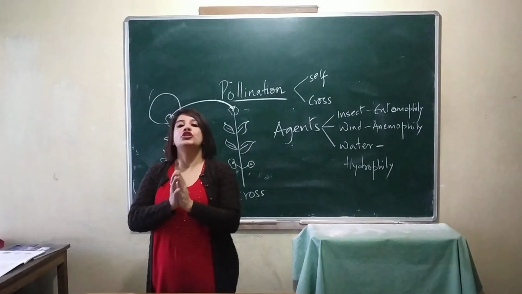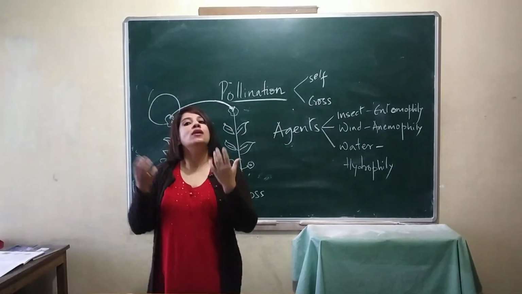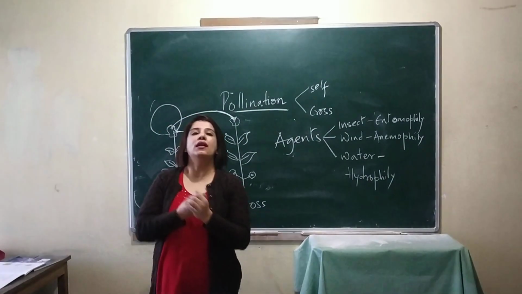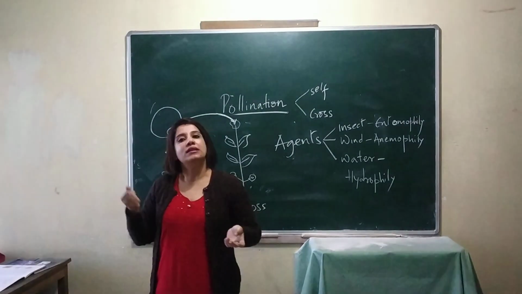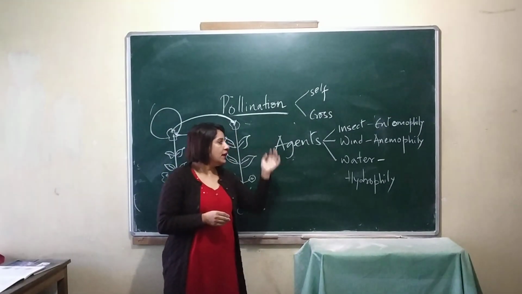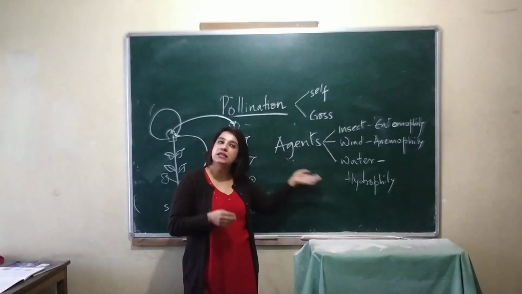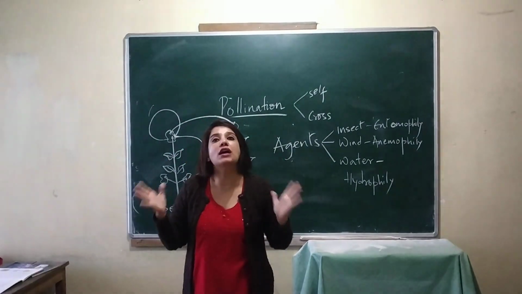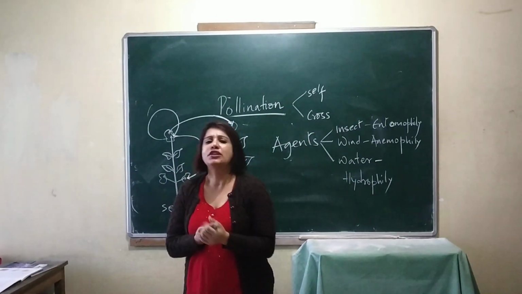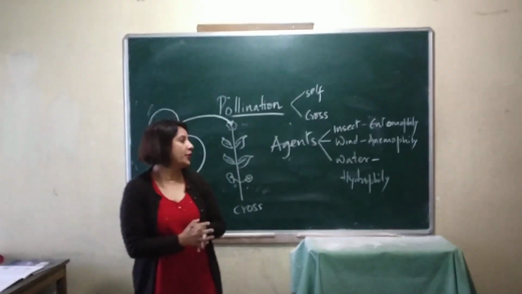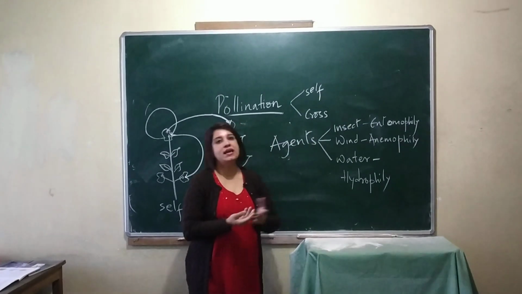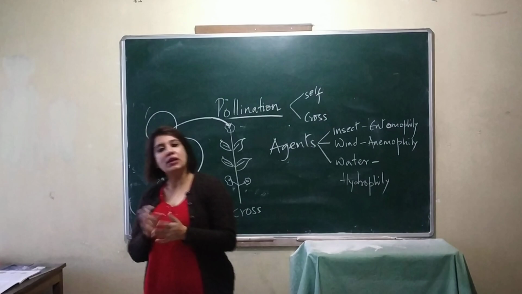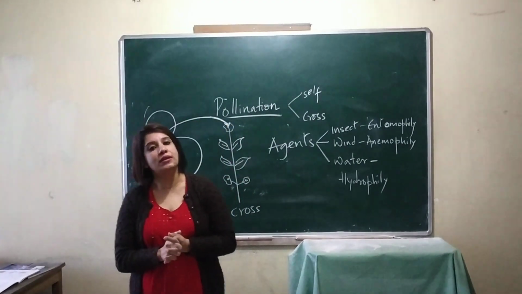So flowers should be large, showy, colorful. They should produce nectar. The pollen grains should be sticky. The stigma should be sticky. And in case of all cross-pollinated flowers, pollen grains should be produced in large quantities, because there is huge wastage of pollen grains. Next one, wind, anemophily. Now what should be the characteristics of a flower to be pollinated by wind?